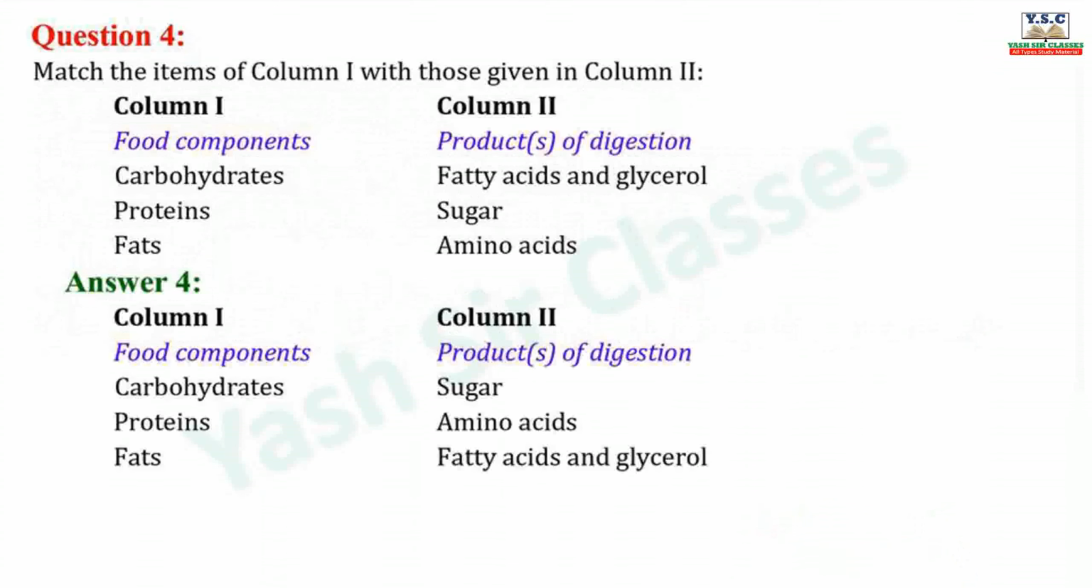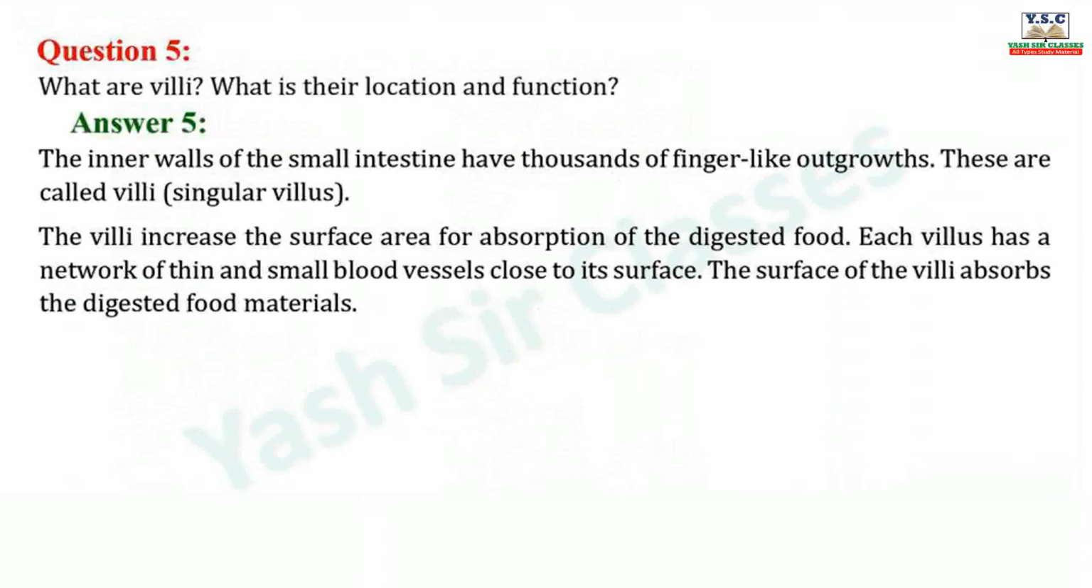Question number 4. Match the items of column 1 with those given in column 2. Column 1, food components: carbohydrates, fats, proteins. Column 2, products of digestion: fatty acids and glycerol, sugar, amino acids. Answer. Carbohydrates, sugar. Proteins, amino acids. Fats, fatty acids and glycerol. Question number 5. What are villi? What is their location and function?